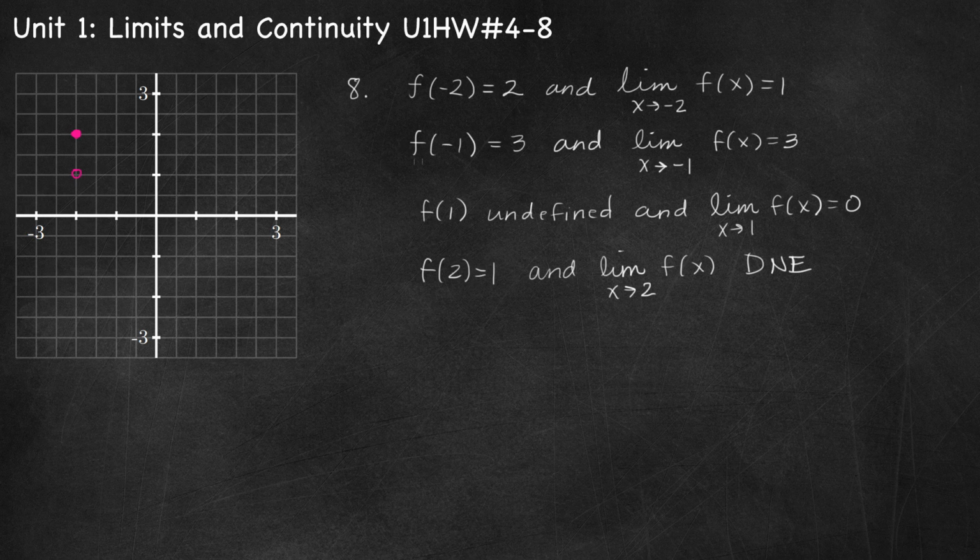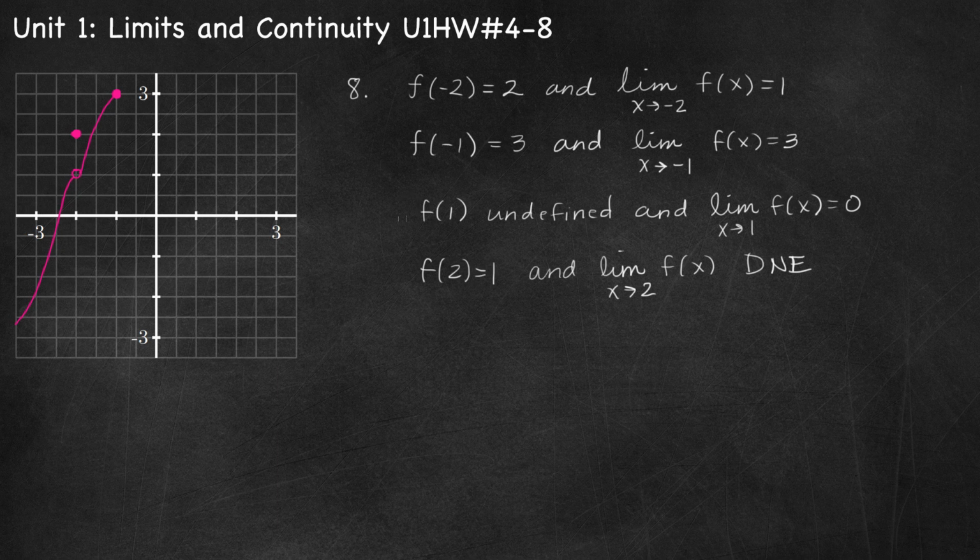Our next clue here says f of -1 equals 3. So at -1, the function value is equal to 3, and the limit as x approaches -1 is equal to 3. So the limit does exist, and it's equal to the function value here. Okay, so we could maybe connect it something like this, right? And then really, you could do whatever you wanted. On the left side of -2, we could have it coming down from the top, or we could just keep going, something like that.